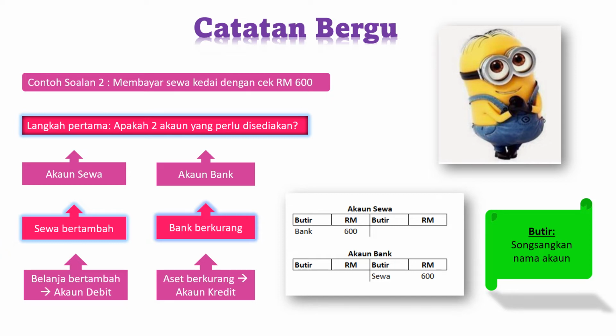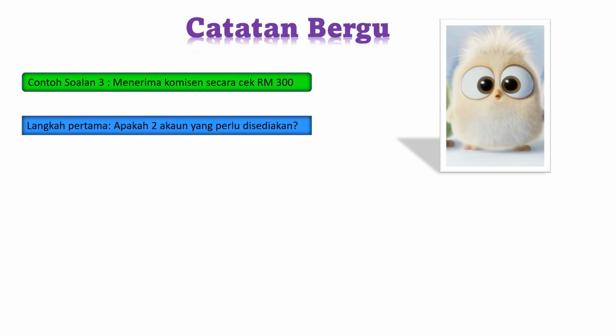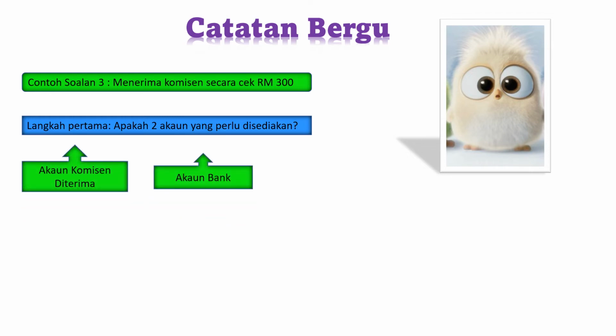Okay, let's go to one more example so that it's really clear how to prepare this type of accounts. Contoh soalan 3. Menerima komisen secara cek RM300. Again, langkah pertama, apakah dua akaun yang perlu disediakan? Dua komponen yang terlibat dalam transaksi ini ialah akaun komisen diterima and akaun bank. Why account bank? Again, because check diterima. Every time check is involved, we need to open up account bank. Akaun komisen diterima bertambah bila kita menerima komisen. And komisen diterima adalah kategori hasil.